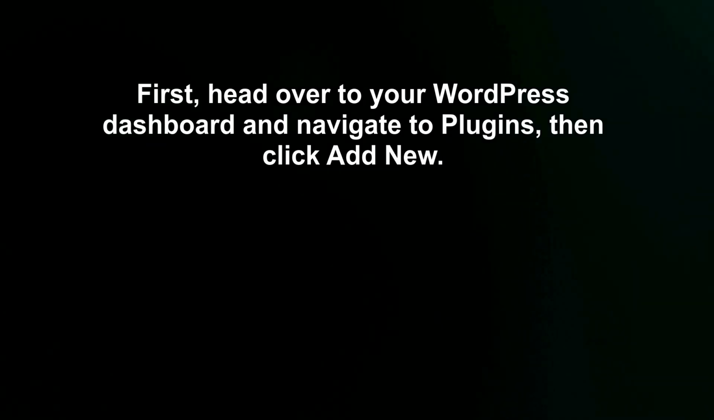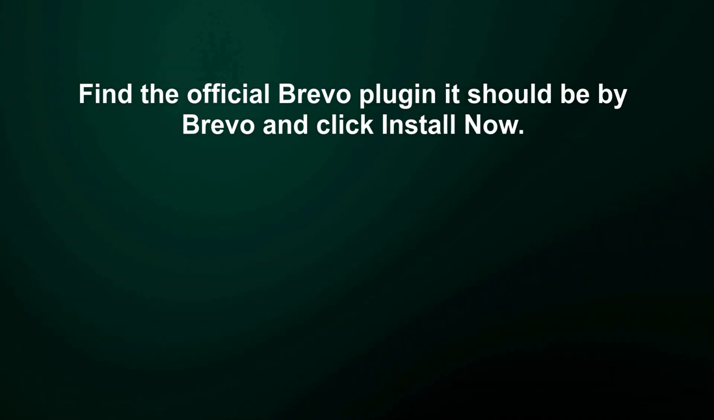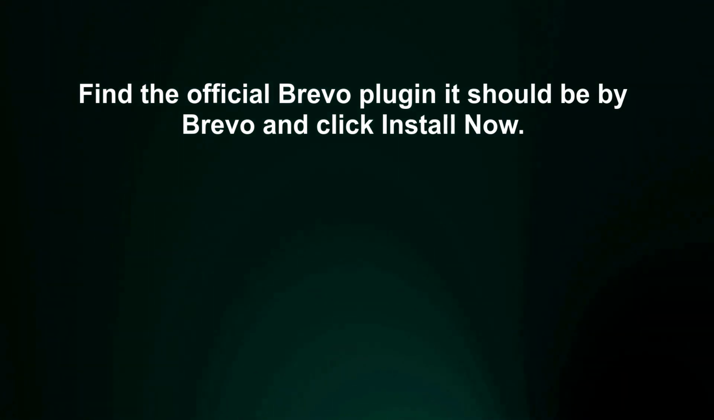First, head over to your WordPress dashboard and navigate to Plugins, then click Add New. In the search bar, type in Brevo, that's B-R-E-V-O. Find the official Brevo plugin, it should be by Brevo, and click Install Now. Once installed, click Activate to get the plugin up and running.